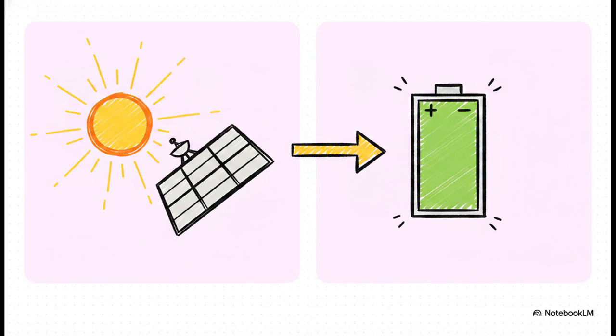Spacecraft run on electricity, right? And they generate that from solar panels. But that power isn't just some constant static number. It depends heavily on the angle of those panels relative to the sun. As the angle changes, the power generated changes right along with it. Therefore, power is a function of the sun angle. By treating this whole thing as a mathematical function, engineers can accurately predict exactly how much electricity a spacecraft is going to generate at any given moment throughout its entire orbit.